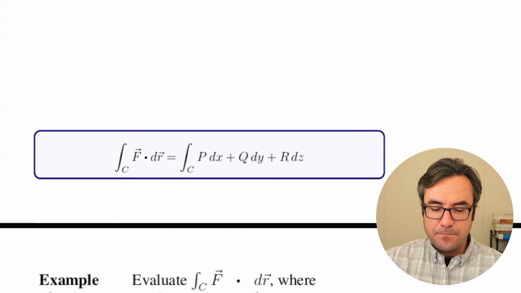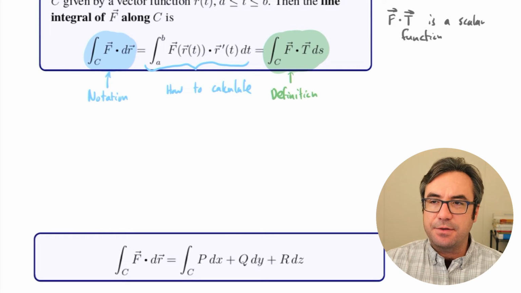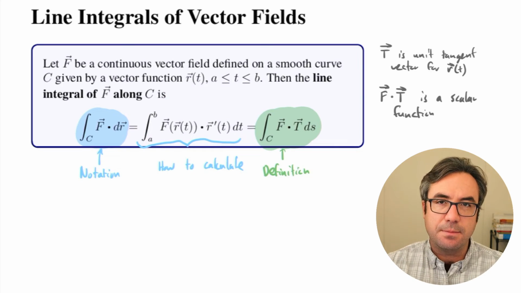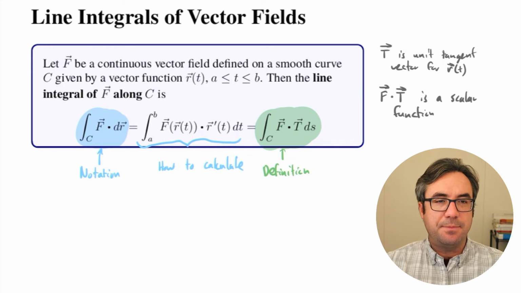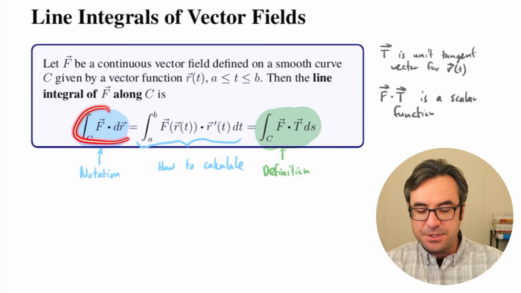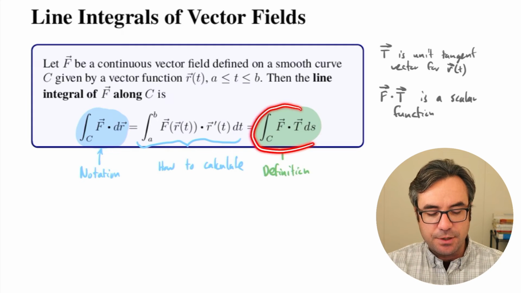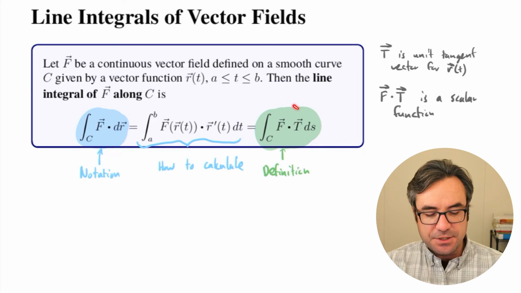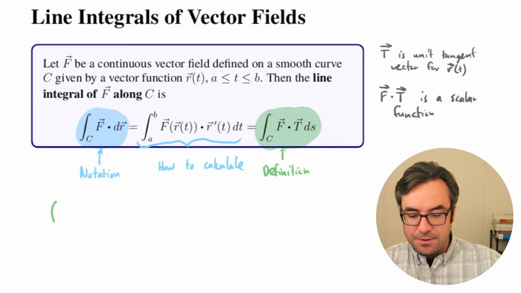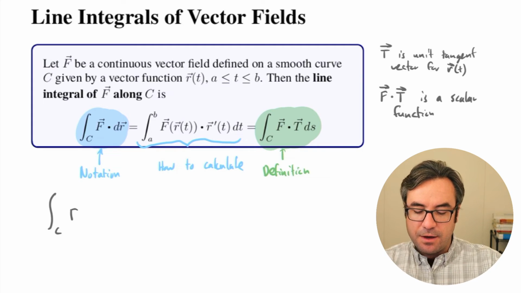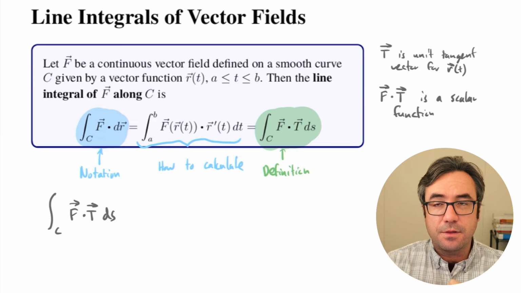All right, so that's an example of how to calculate it. But let's just see where this formula comes from. So let's pop back up here. Let's suppose this is the notation we're using, but this is actually what we're calculating here. This is the definition. This is what the line integral of a vector field actually is. So let's start with this piece. We're doing the line integral of our vector field dot product with the unit tangent vector with respect to the arc length differential.